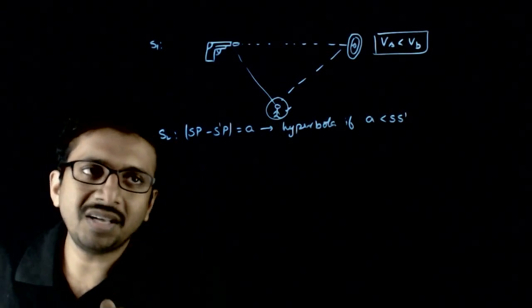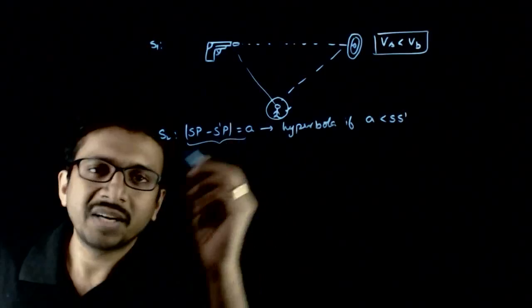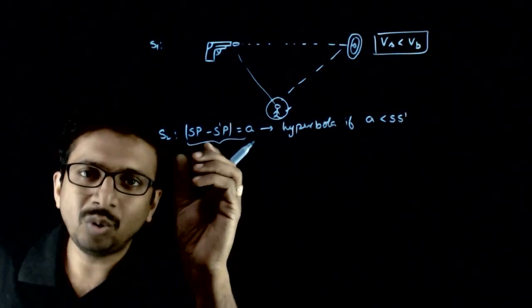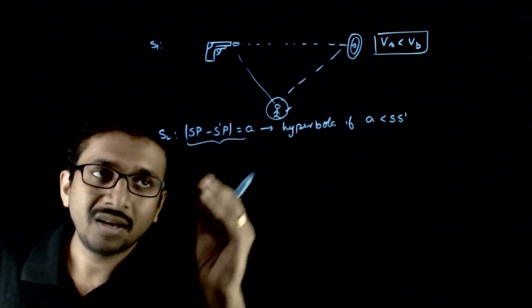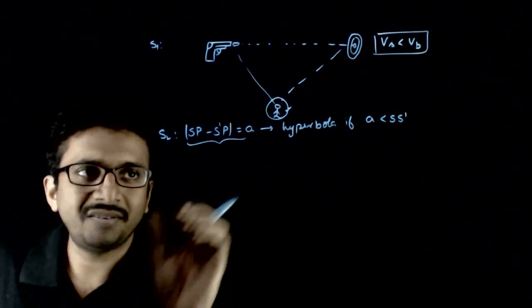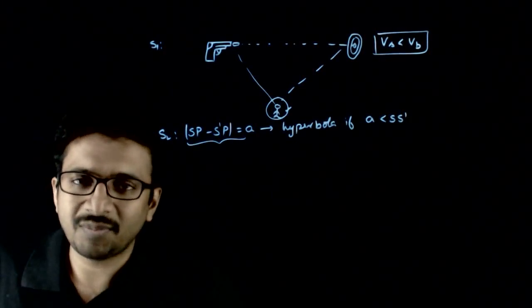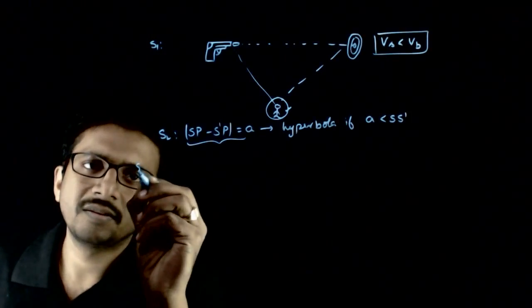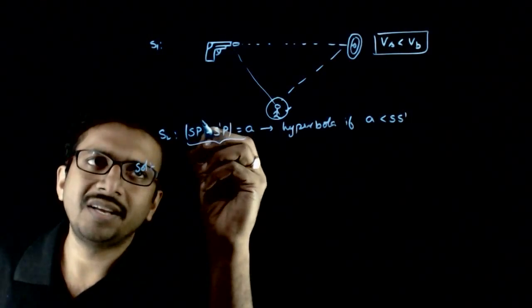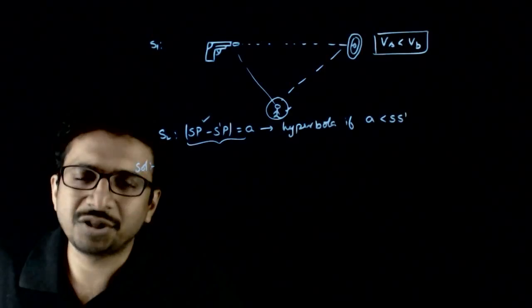And the second statement is: if the difference between the distances of a point from two given points is constant, which is less than the distance between the given points, then the locus is a hyperbola. So S2 is obviously right. S2 is the basic definition of hyperbola.